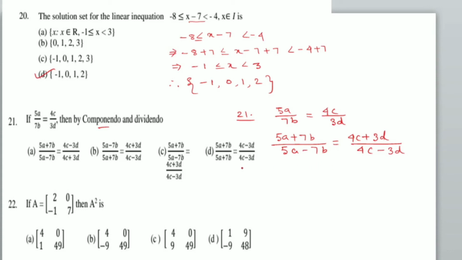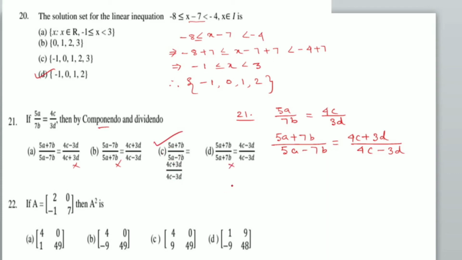Now we have to find it. Here 5a plus 7b divided by 5a minus 7b, yes, but this portion is not right. It is 5a and this is not right. This is 5a plus 7b divided by 5a minus 7b is equal to 4c plus 3d divided by 4c minus 3d. Yes, this is the right option.